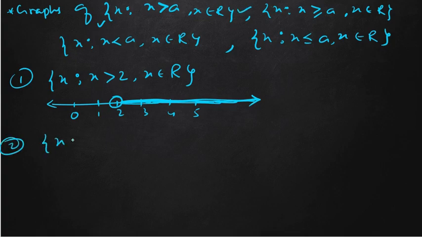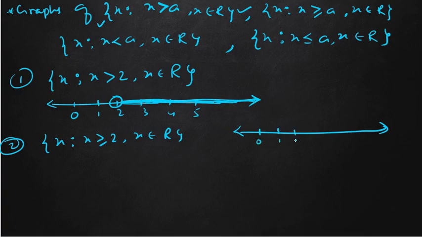Similarly, for the second example, suppose x such that x is greater than or equal to 2, x belongs to real numbers. So how do we draw this? Suppose this is 0, this is 1, this is 2, 3, 4, like this. Now 2 is included, so we have to completely encircle it. Now just bold the line till the arrow. This is the required answer.